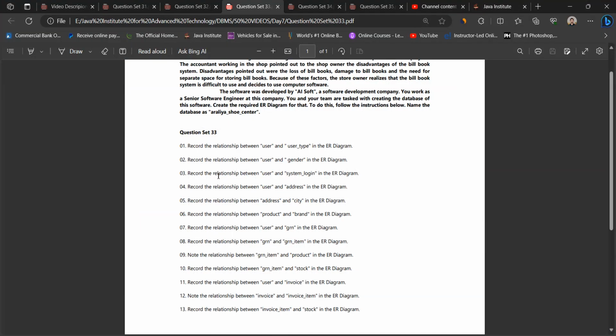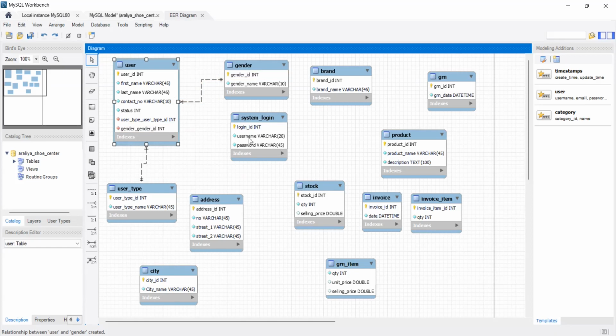The next question, record the relationship between user and the system login. User and system login. So one user can only have one system login, and on the other hand one system login should be related to only one user. So this belongs to a one-to-one relationship.